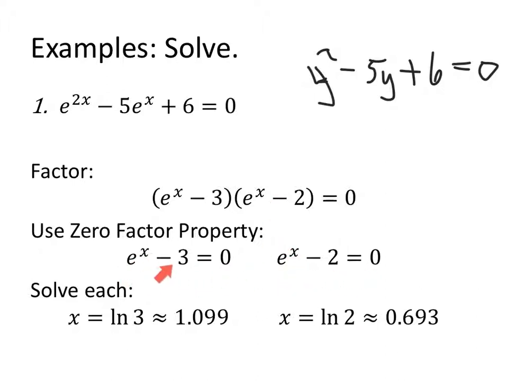If e to the x minus 3 equals 0, then e to the x equals 3. A little step I didn't write down. If e to the x equals 3, then x equals the natural log of 3. Similarly, if e to the x minus 2 equals 0, then e to the x equals 2, in which case x equals the natural log of 2, and I can find those decimal approximations on my calculator because you need to.